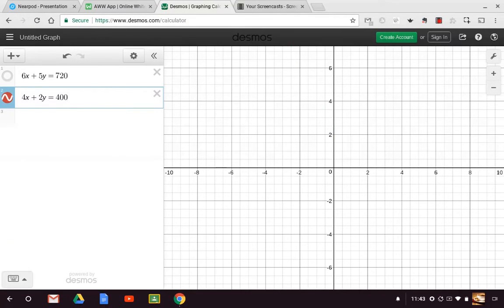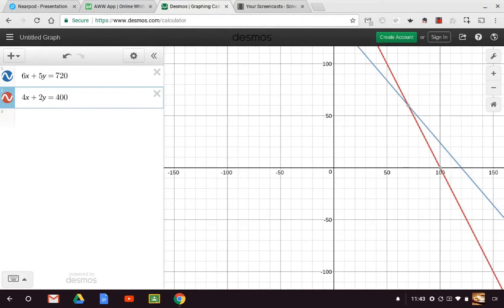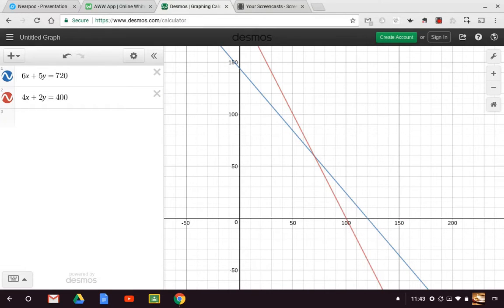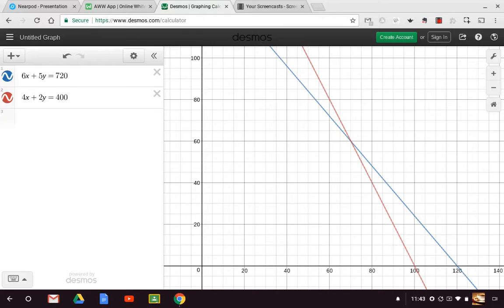I'm just going to go ahead and change this one to a different color so we can see it a little bit better. And now we have our two equations here, and notice I can't see them on the graph, so I'm going to want to zoom out a little bit till I can see them. And then I'm going to zoom back in a little bit more just so I can see where those two lines are crossing, because that's the area that we're looking at.